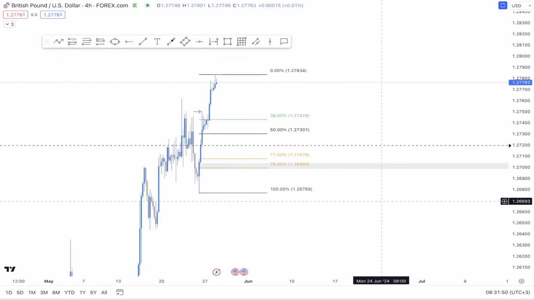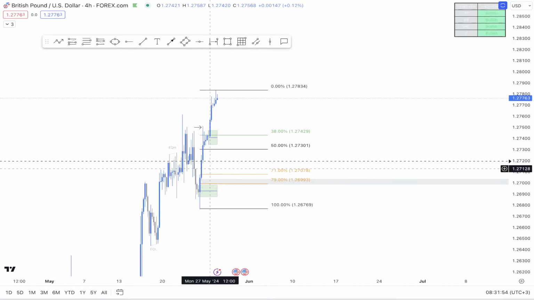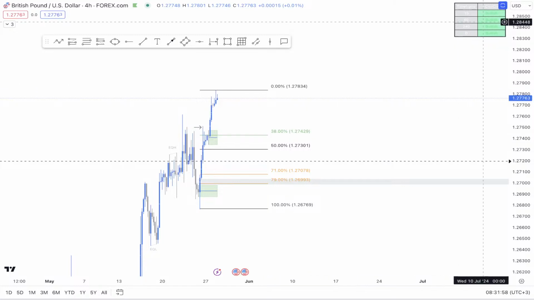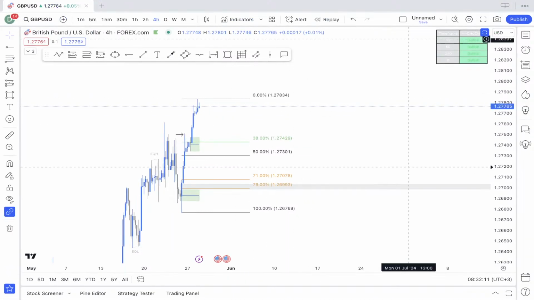GBP USD, once again, we have a continuation of the bullish trend with this break towards the upside. Very clear to spot it. The trader graph is all green. We have a fair value gap lining up perfectly with the point of interest. Right beneath it, we have a bullish trader order block as well. And now we gotta wait for a corrective pullback.